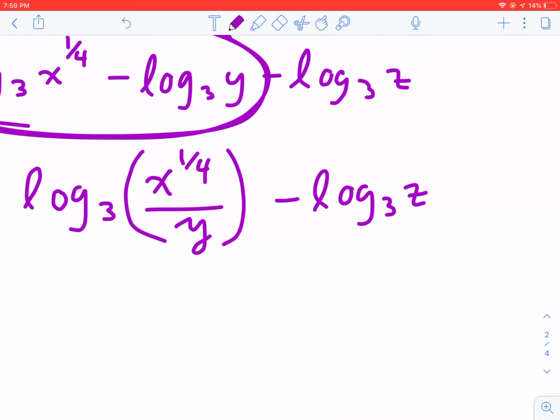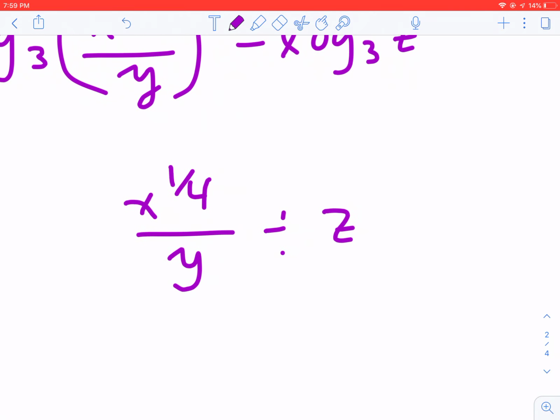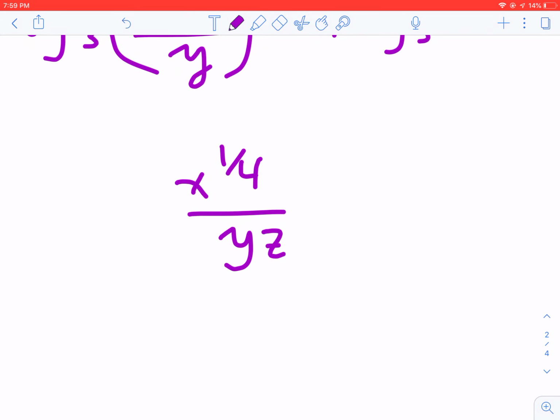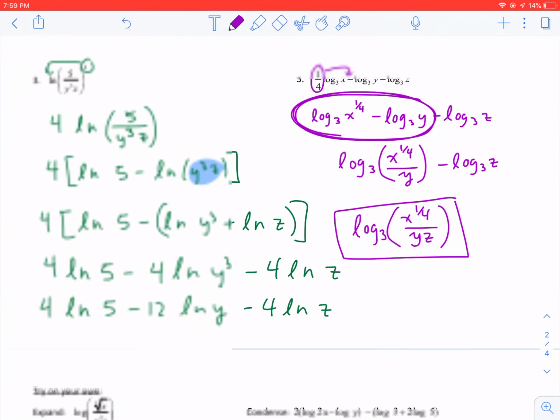So I have another subtraction, so I can make this division again. So really, I can do x to the 1/4 over y divided by z. That is what the argument is going to be. When you have a fraction, you're dividing by a value like z here. We can change that to multiplication, like 1 over z. So I can really just add that z onto this existing denominator and make the denominator yz. And this would be log base 3 of all of this. Cool? And so that is condensing logs.